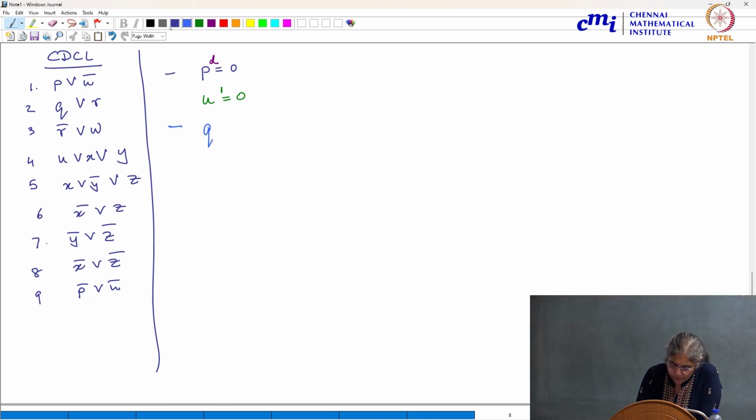Let's set Q to 0. Again, this is a decision. Does this enable any? R equals 1. This is from which clause? Clause 2. Then it also makes W equal to 1 because of clause 3. So I made one decision, it propagated 2 unit propagations, 2 BCP steps, Boolean constraint propagations. Anything more? I don't think anything comes out of this.